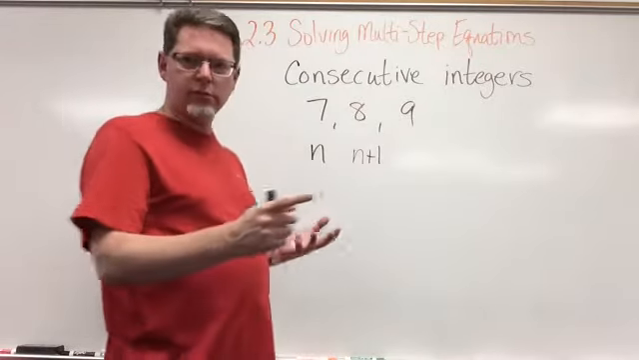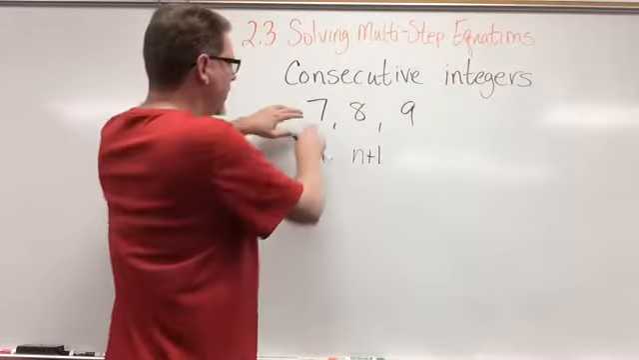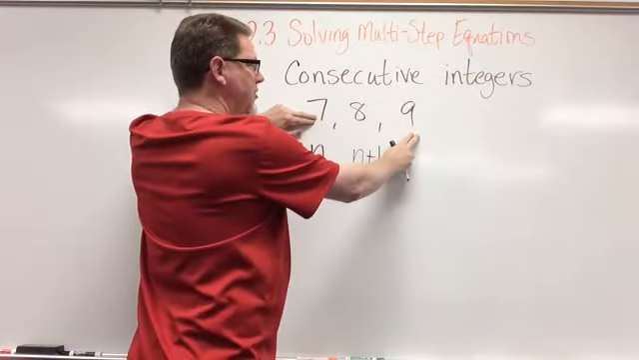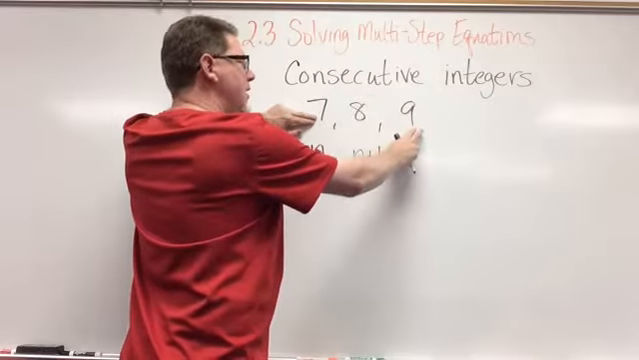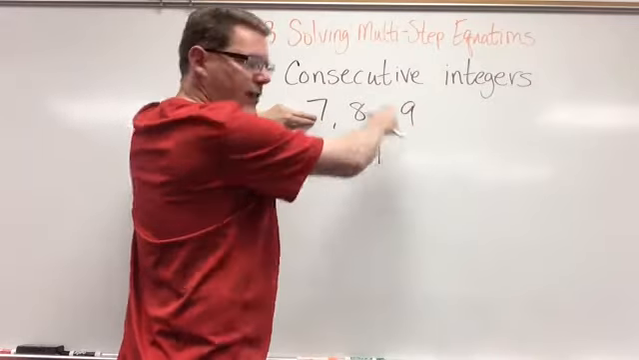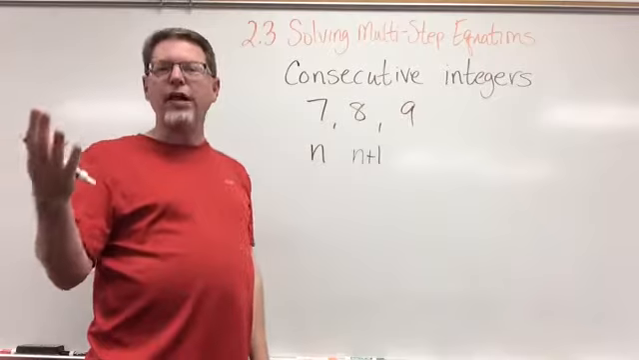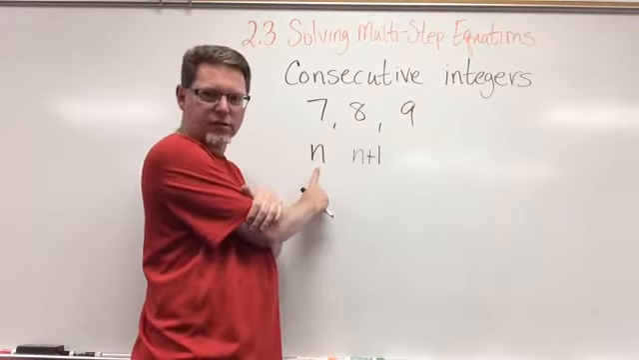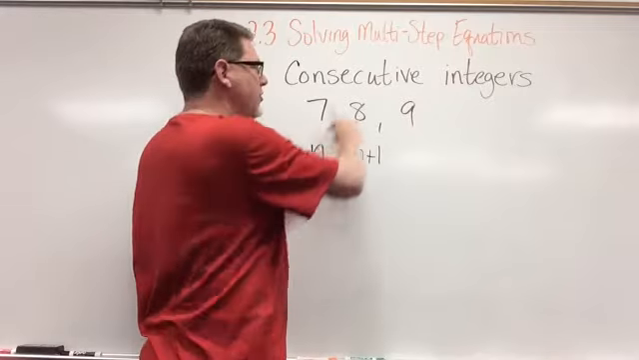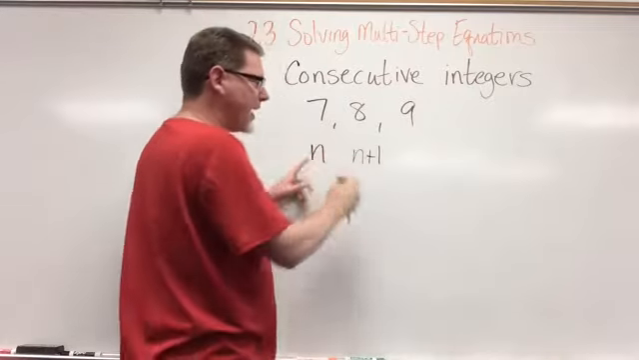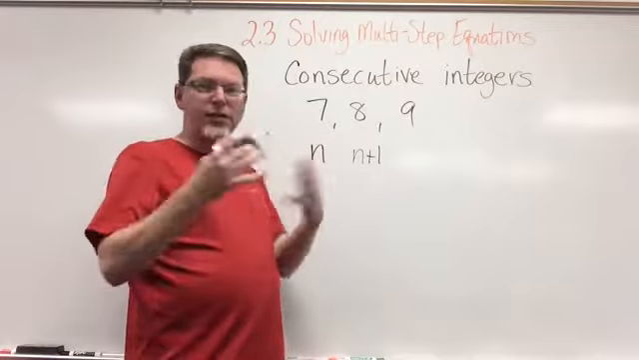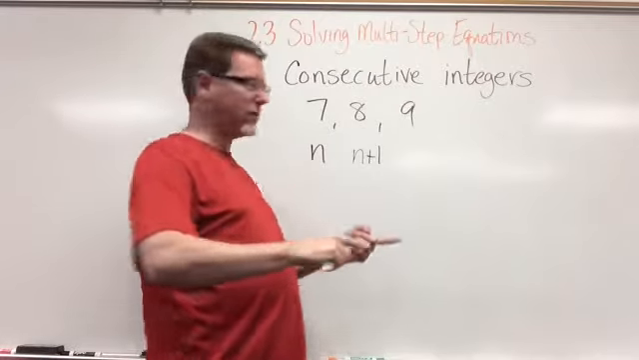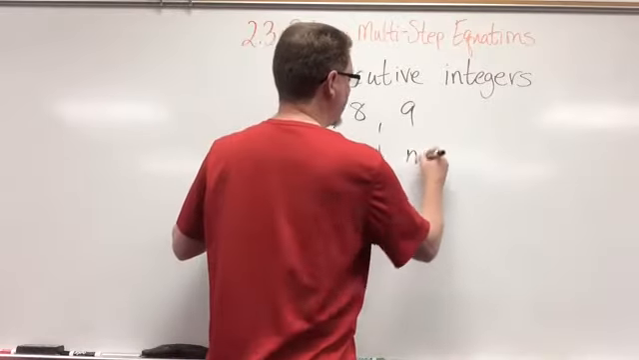Well, what about the third one? Okay, so if I have 7 as my first integer, and my third consecutive integer is 9, how did I get from 7 to 9? You're right, you added 2. So in order to get from my first original integer, which is unknown n, to the third consecutive integer, I have to add 2. Not just plus 2, but I have to add 2 to the original integer. So the third consecutive integer would be n plus 2.